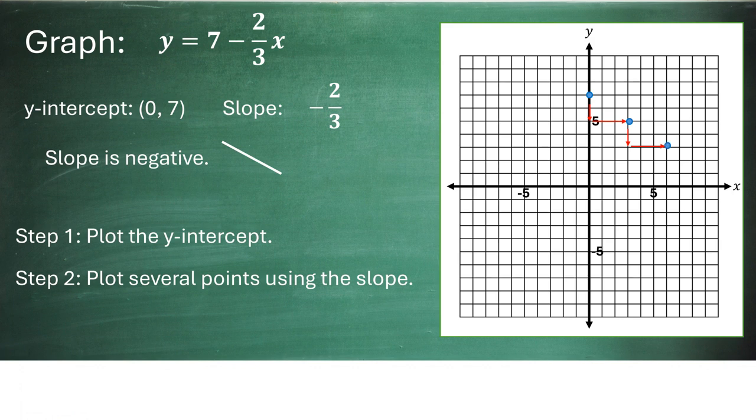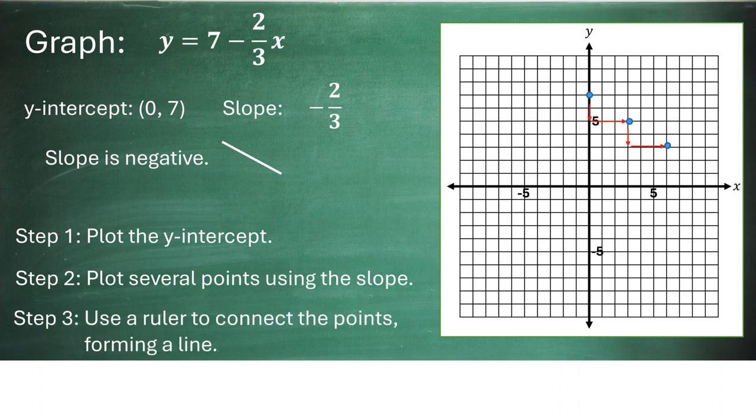We could actually do this as many times as we wanted, and we would end up with points following this pattern. Our final step, because we have more than 2 points, is to now connect the points to form a line. And we have graphed y equals 7 minus 2/3 x.